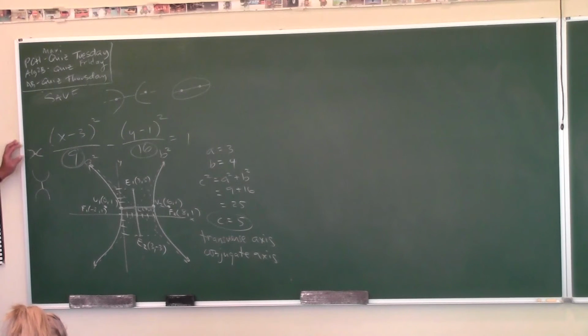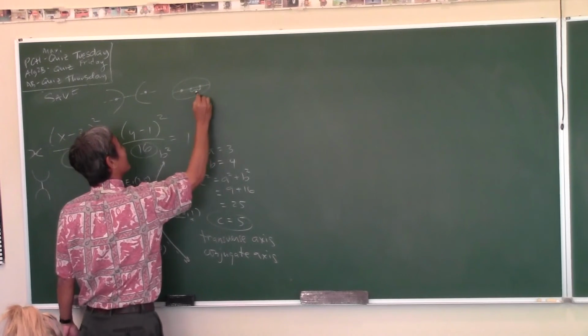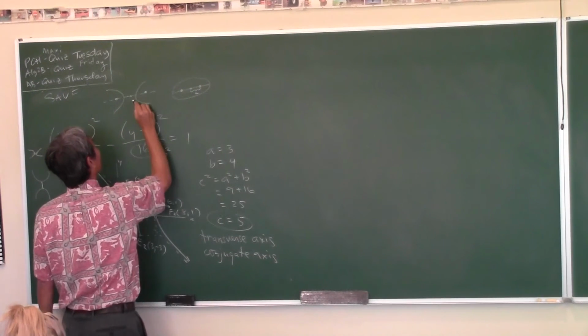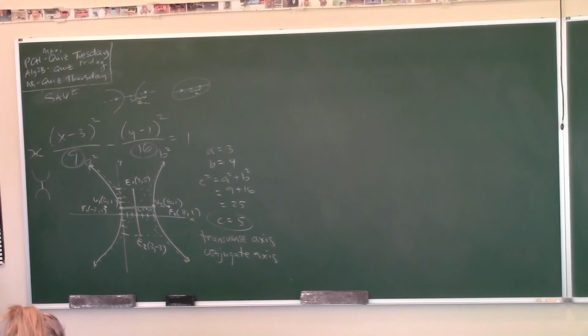Wait, before we continue, okay. So C is the distance from the center to the focus, just like the ellipse. Look, in the ellipse, wasn't C the distance from the center to the focus? Same thing with the hyperbola. The distance from the center to the focus is C. That's why, if the definitions are the same, you can expect a lot of the things to be the same.